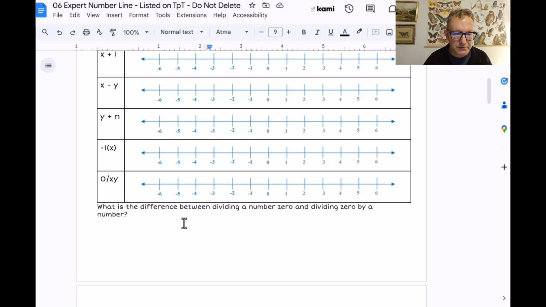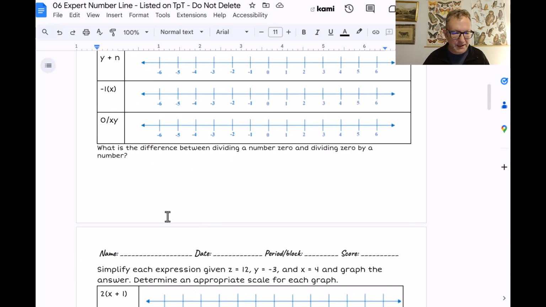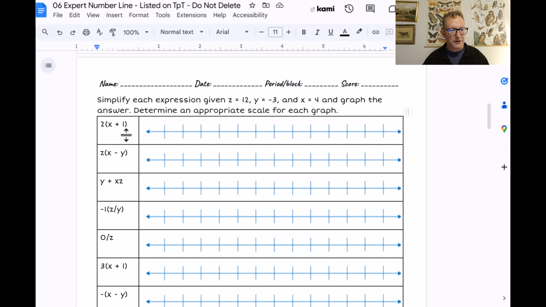So what's the difference between dividing a number by 0 and dividing 0 by a number? That refers to this right here. We want to have a little bit higher level conversation. Now we throw in some PEMDAS, some distribution. But once again, they'll figure out what x is because it's given to them.